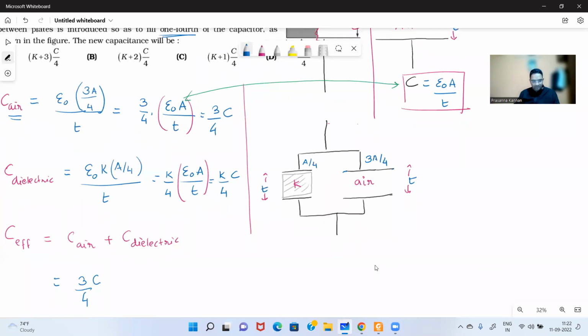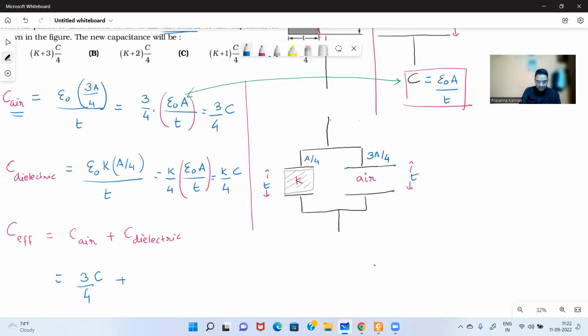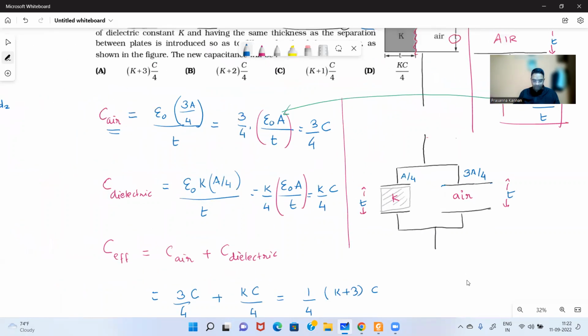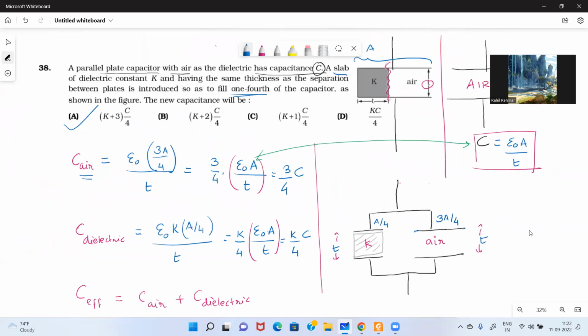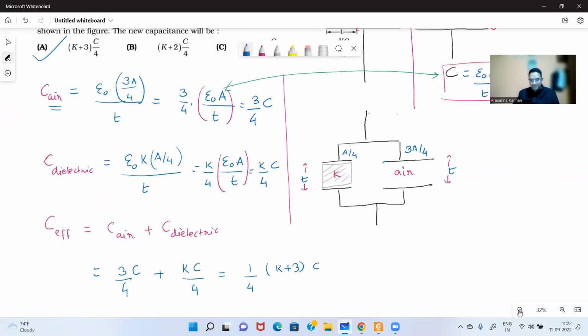What about dielectric? KC by 4. Exactly. So I can take C by 4 common. So it will become K plus 3 into C by 4. Which option? First option is going to be correct. Are you clear now? Yes, sir.